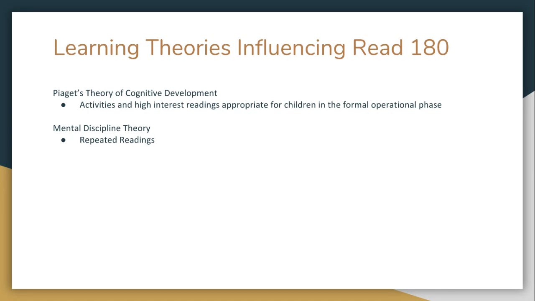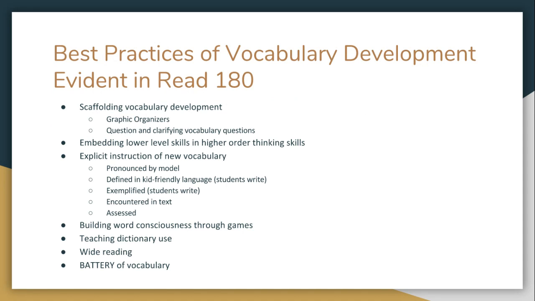There's also the famous mental discipline theory, which is probably everywhere in reading activities and programs. We really like to encourage repeated readings, and Read 180 is no different. Read 180 requires a minimum of 3 readings in the R book, multiple readings in the adaptive lesson, and readings to go back to answer questions in the graphic organizer while students are in the reading rotation.